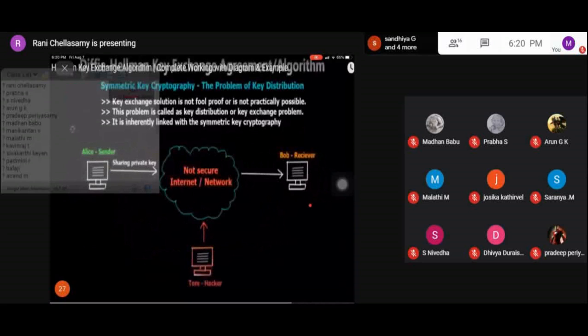So far we have seen the symmetric key cryptography algorithm, that is the Data Encryption Standard, DES algorithm. And we have seen what the variations in the DES algorithm are. So the problem with this symmetric key cryptography is the exchanging of keys, or in other words, how the keys are shared between the sender and the receiver. That is key distribution.